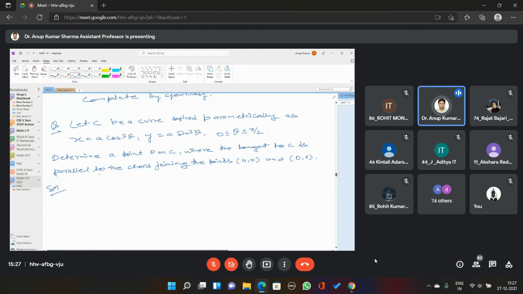So here, let C be a curve defined parametrically as x is equal to a cos cube theta and y is equal to a sin cube theta, where theta lies between 0 and pi by 2. Now the point P we have to determine is a point on C. C is the name of the curve, not that point, but we have to determine the point where the tangent to C is parallel to the chord joining the points A0 and 0A, using the same definition, f of a, g of 0 and f of 0, g of a.